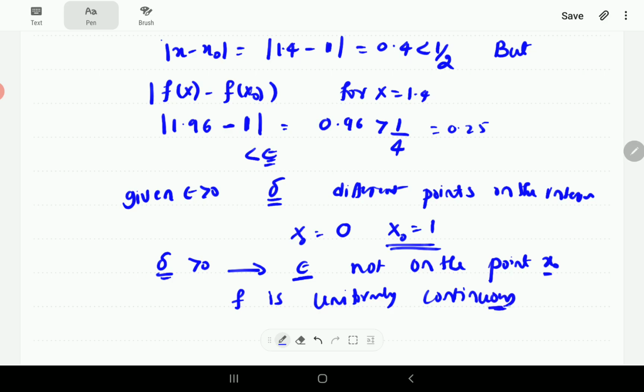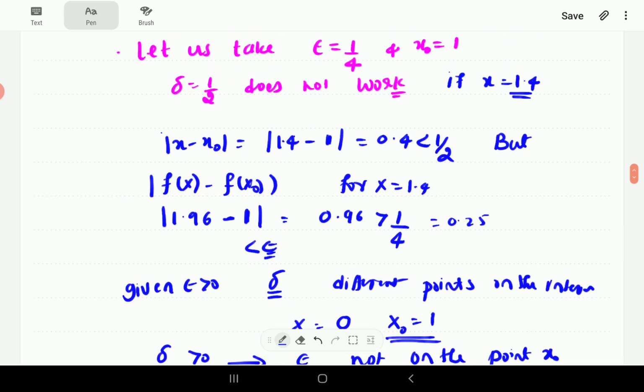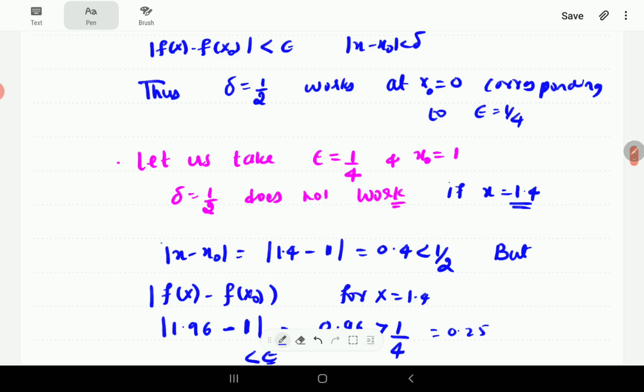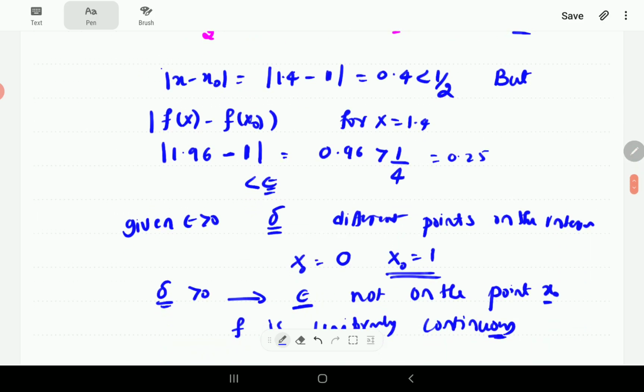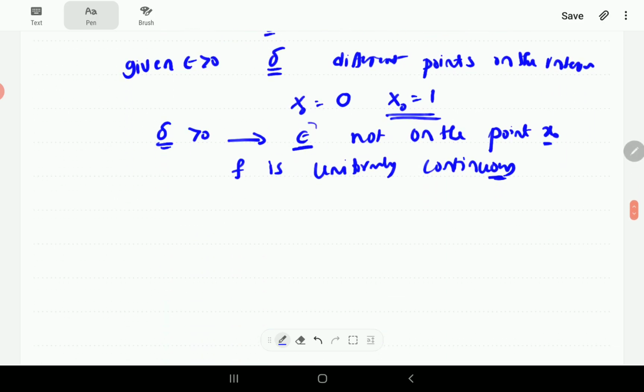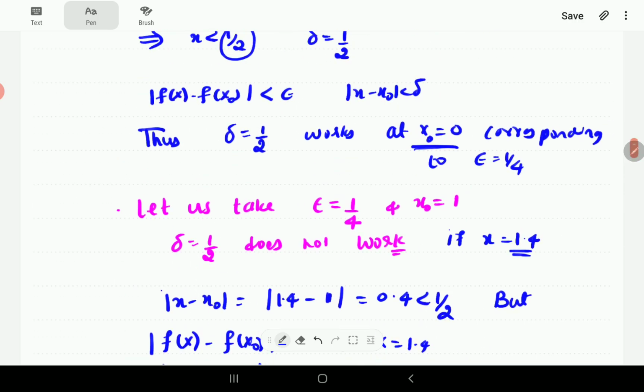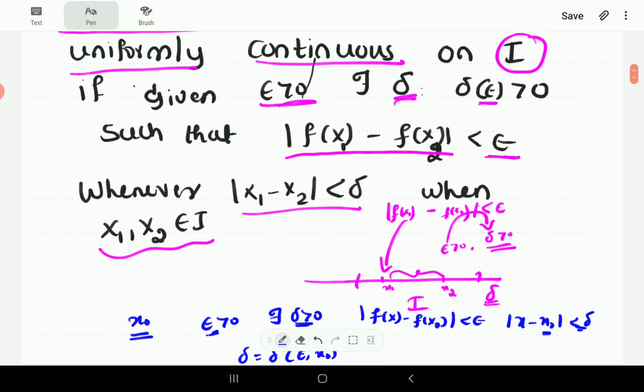Now I hope you understood the difference between the continuity and the uniform continuity. In just continuity, as we have seen in both examples, our delta was depending on the epsilon and also the x naught value. So we have to find the uniform delta which has to depend only on our epsilon value throughout the interval. That's how we have defined uniform continuity.